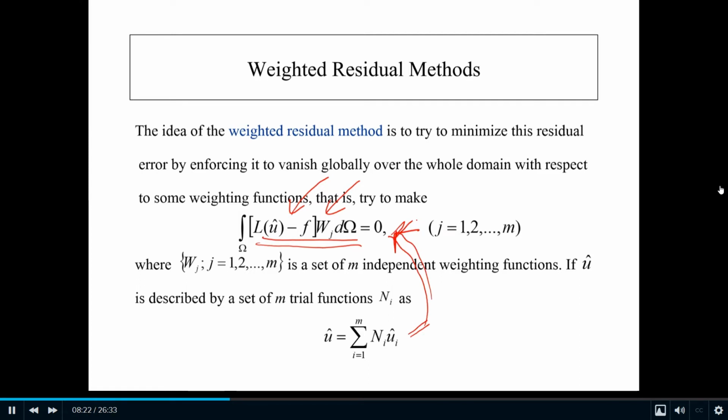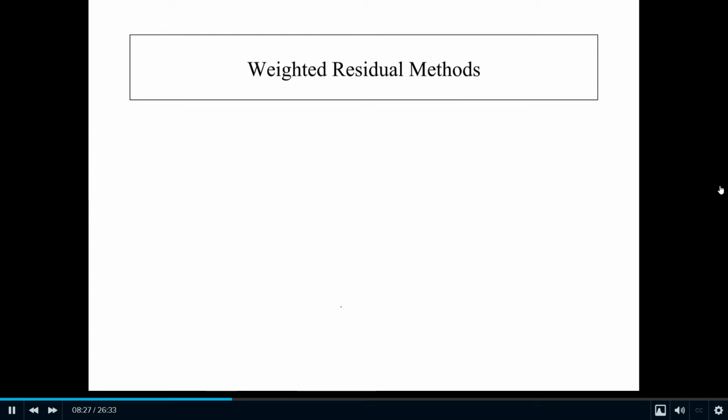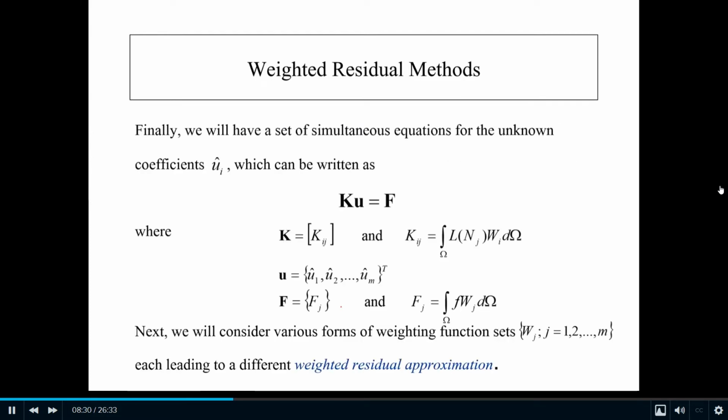You would have the equation to solve for the unknown u hat i like this. The equation system will look like this. Matrix K will look like this, and matrix F will look like this.